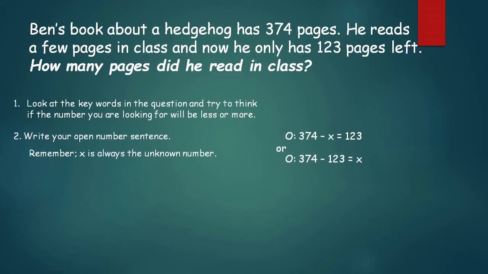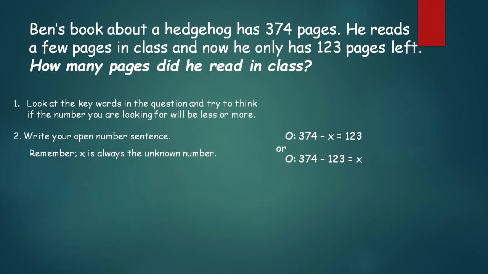So again, the first thing we need to do is find a question. We need to figure out what we are trying to work out. So we want to know how many pages did he read in class. That's our main question. Now we need to do our open number sentence. Remember, our open number sentence always has an X in it that tells us that is what we are trying to figure out. So your open number sentence can look like either one of these in the example here.